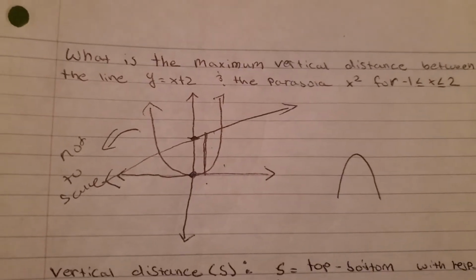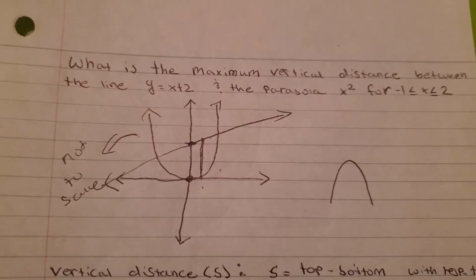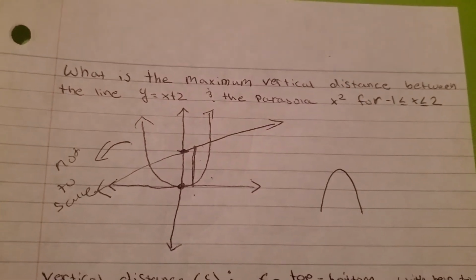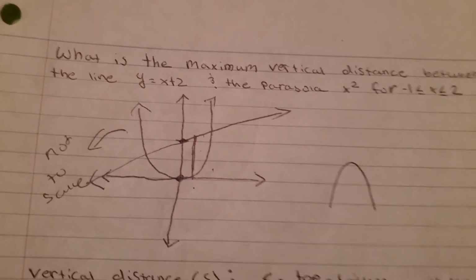So we're trying to solve this problem. What is the maximum vertical distance between the line y = x + 2 and the parabola y = x squared for all values of x between -1 and 2? Alright, so this is what we call an optimization problem.